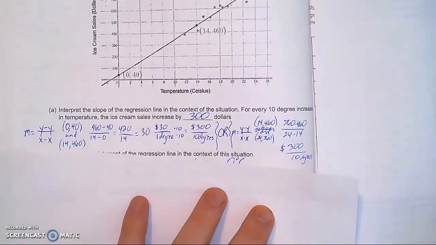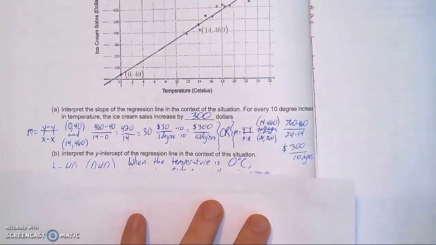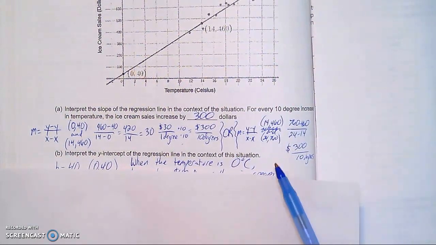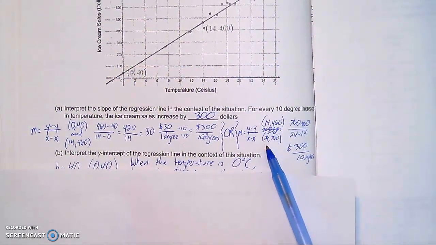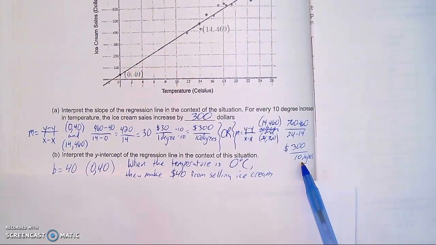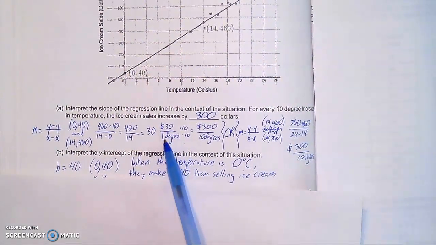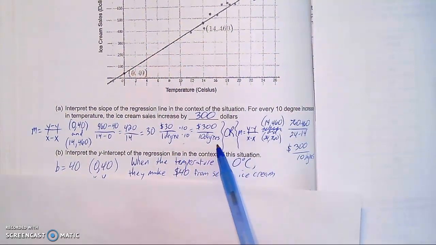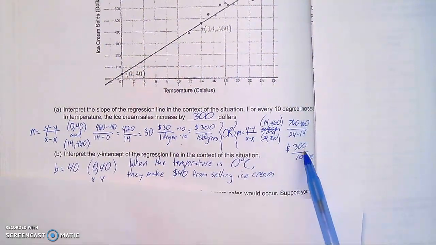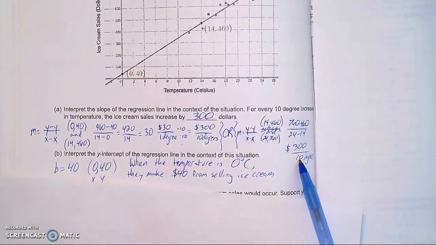Or you can see another option was if you picked some different points, some of you might have noticed that from 14 degrees to 24 degrees, that was 10 degrees. So that way we got that same answer right away. Instead of 30 over 1 and then needing to change it to 300 over 10, you might have gotten $300 for 10 degrees right away.